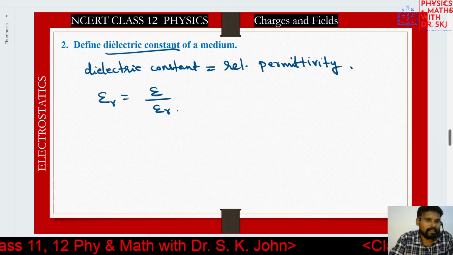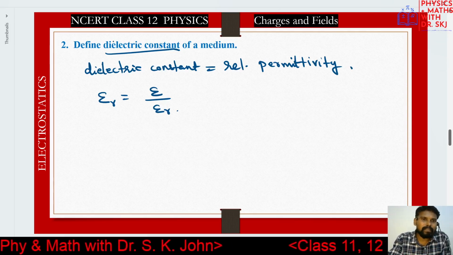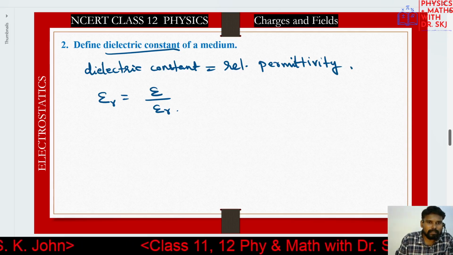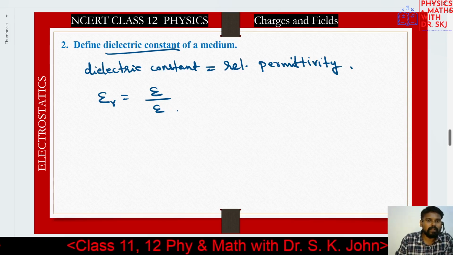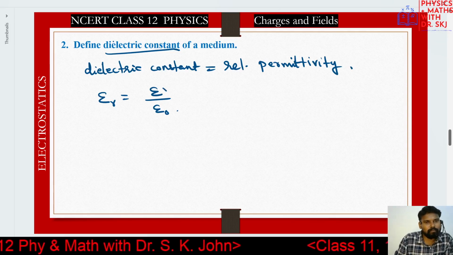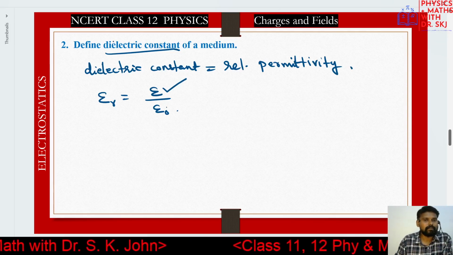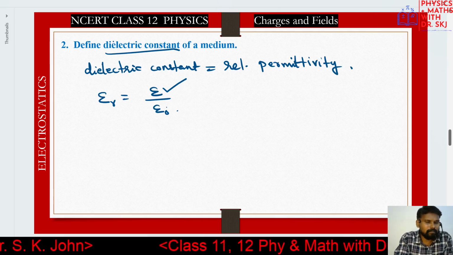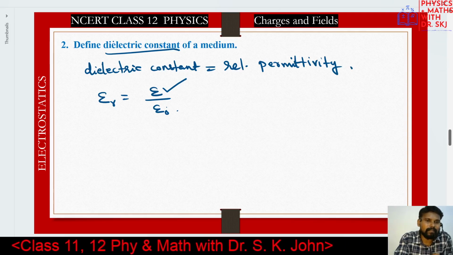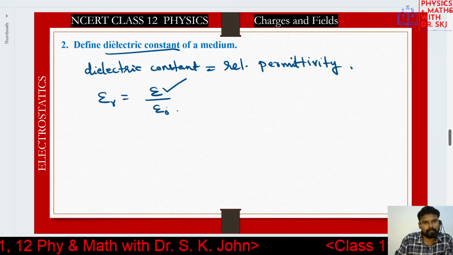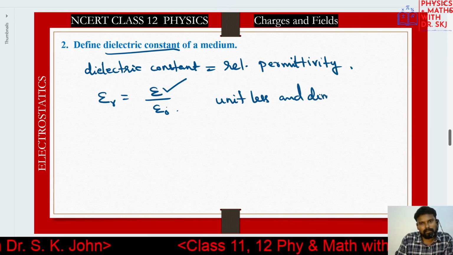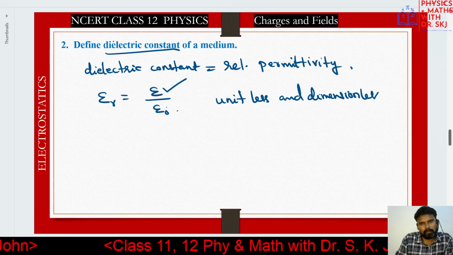So how can you write it in a sentence? Dielectric constant may be defined as the ratio of permittivity of a medium to the, sorry, I have made a mistake, permittivity of medium to the permittivity of vacuum. Okay, dielectric constant of a medium may be defined as the ratio of permittivity of a medium to the permittivity of vacuum. Does it have some unit? No, it's a unitless quantity, like relative density. Unitless and dimensionless quantity.